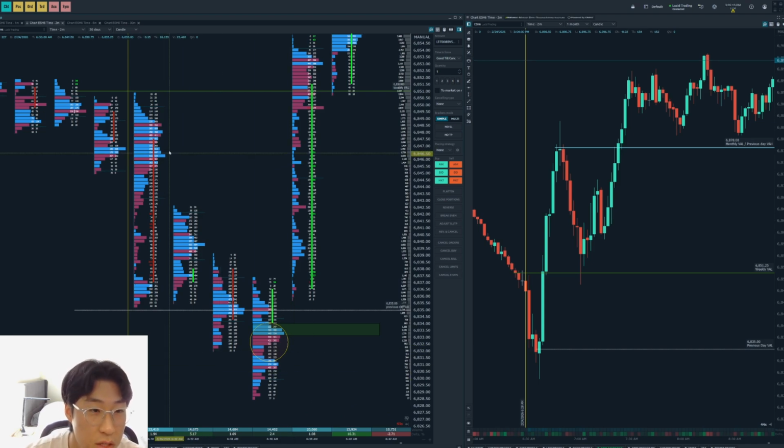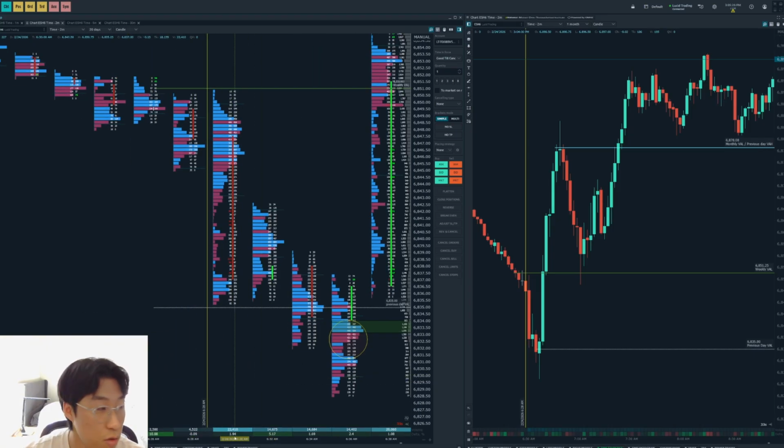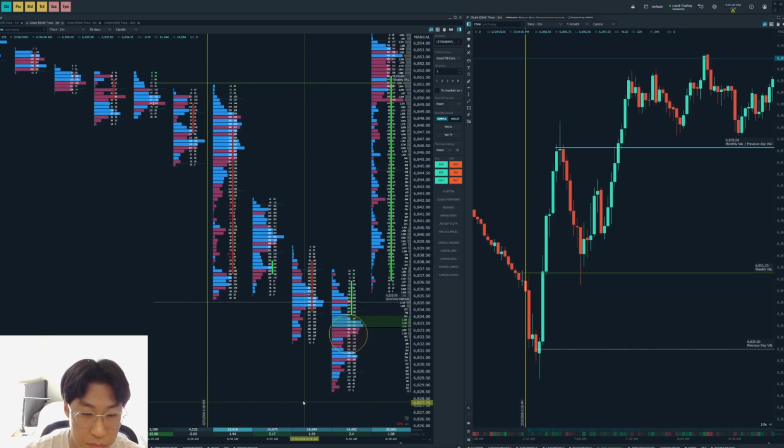So something that already threw me off the open was that we were aggressively selling off, but the volume, you guys can see over here, the volume was 23,000. Of course, the opening candle is going to be pretty high, but the delta was a positive delta on a sell-off. So I already had to keep my eyes on the trade, right?